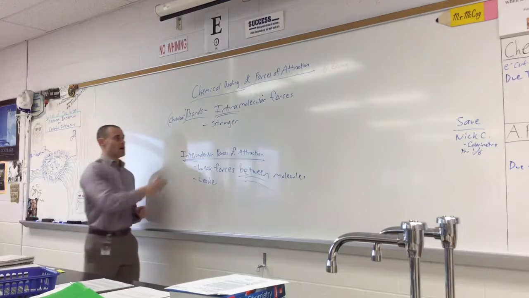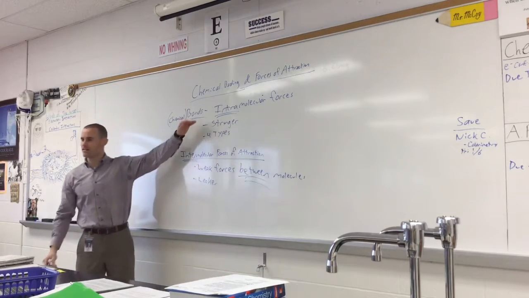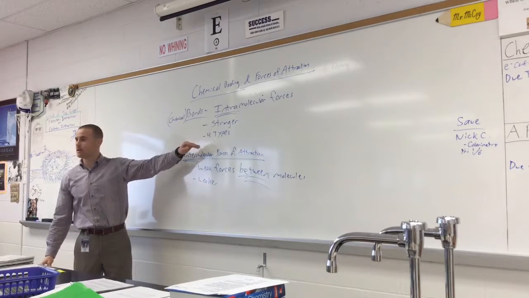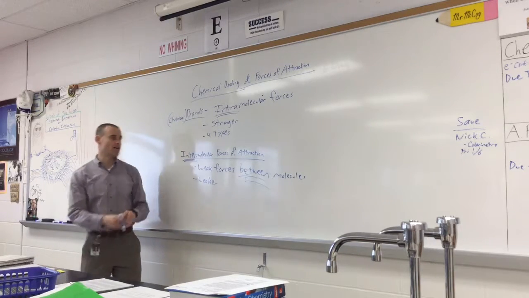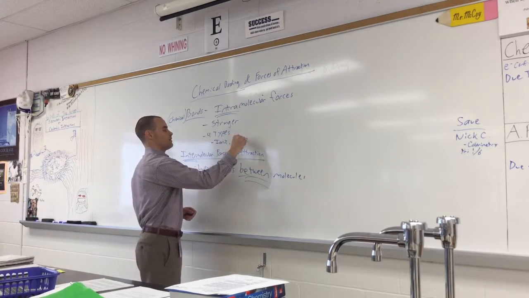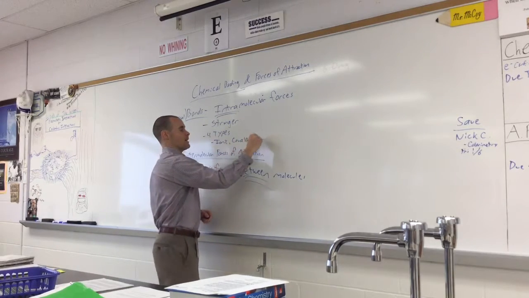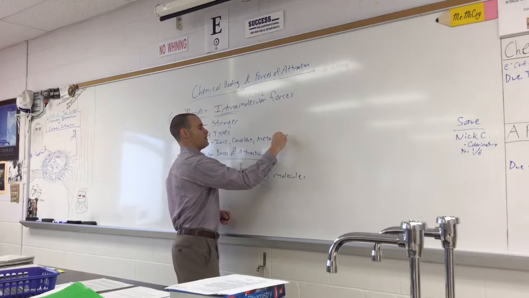There's 4 types of bonds. 4 types. How many lines did you skip? 3? You guys filled up now? No. Still got one more? All right. 4 types. So we got 4 types. We have ionic, we have covalent, and there's actually 2 types of covalent. We'll get to that. We have metallic, and we have network solid.